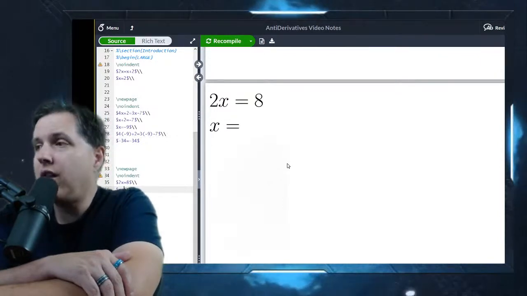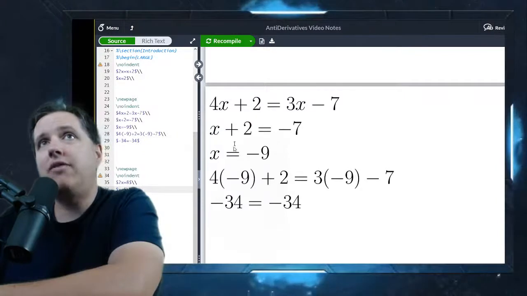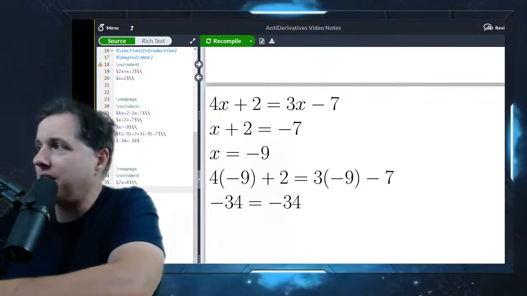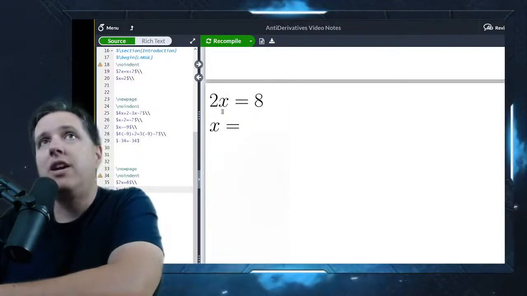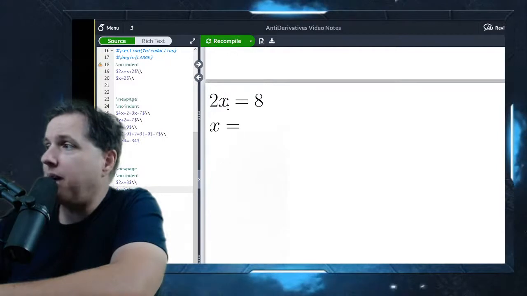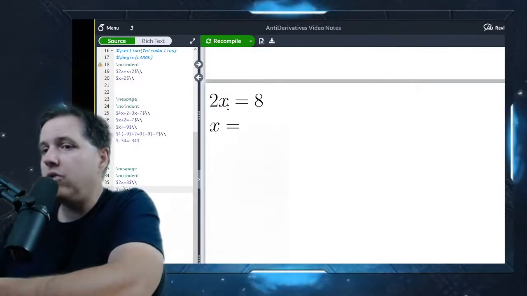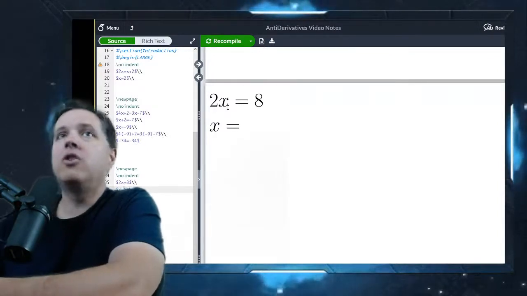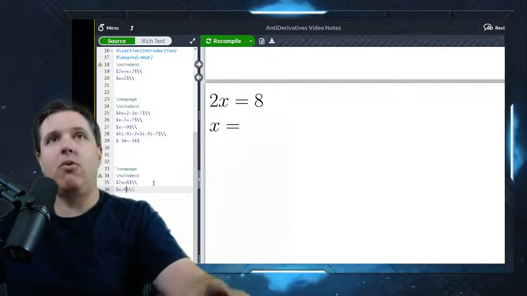You're undoing whatever is done to the x. So remember up here, our x was having 2 added to it right here. So what did I do? I subtracted 2 to undo that operation. Well, it's the same thing down here. Here my x is being multiplied by 2. So how am I going to undo a multiplication by 2? I'm going to divide by 2, right? So if I divide both sides by 2, I get x equals 4.